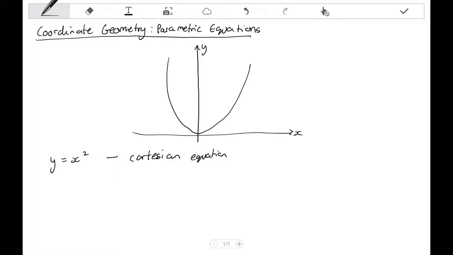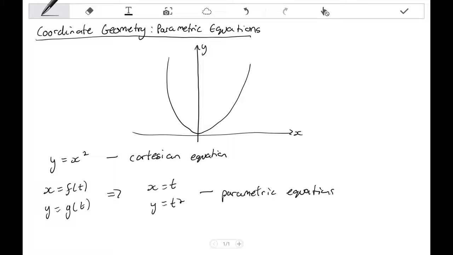A parametric equation is when we have separate equations for x and y, and they are in terms of some other variable, let's say t. So instead of y equals x squared, we'd have x equals some function of t and y equals some other function of t. Now, in the case of y equals x squared, x would equal t and y would equal t squared. These are our parametric equations.